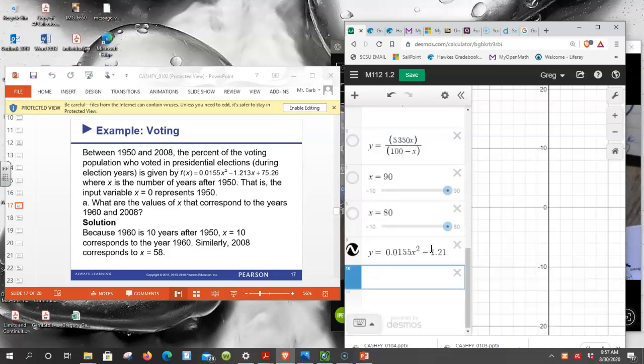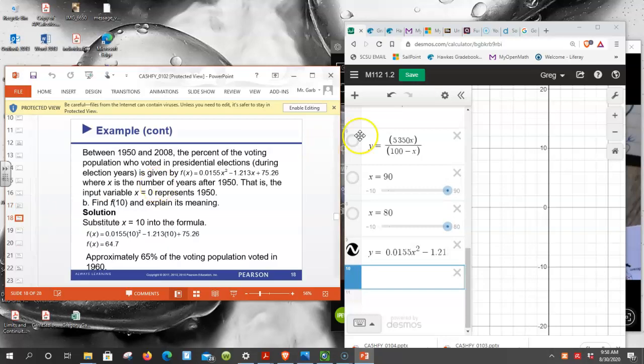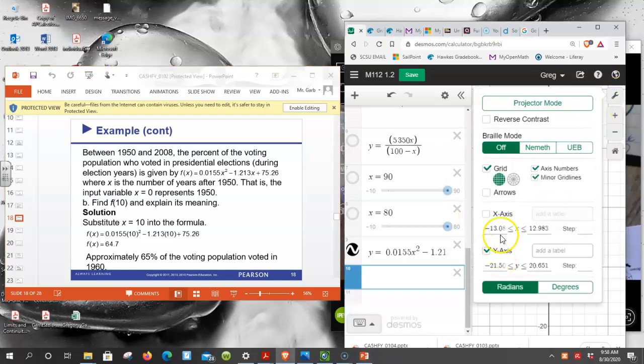The input value of variable x equal to 0 represents 1950. Okay, so they're counting x's as the years after 1950, so that's really important. Or the values that correspond to years. Okay, so since x is the number of years after 1950, what does x correspond to for 1960 to 2008? That would be 10 to 58, right? Because 1960 is 10 after, okay? Moving on. So I guess we want to go 10 to 58 on our graph. Just want to make sure they want that, right? So I guess I can set my wrench to 10 to 58. So just make sure you know how to do that.